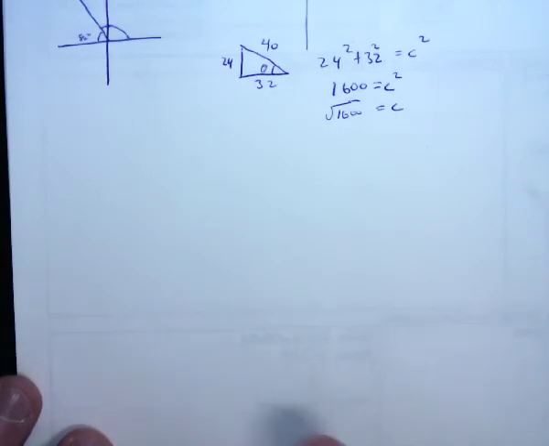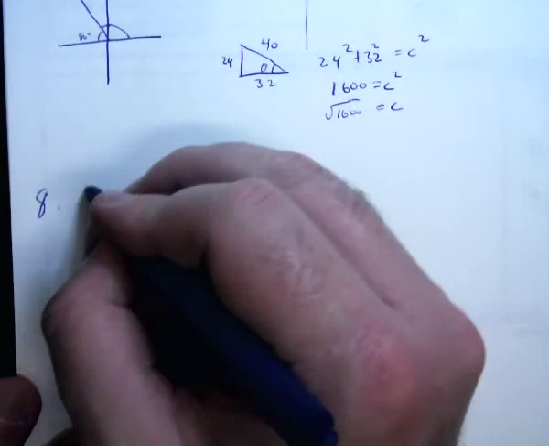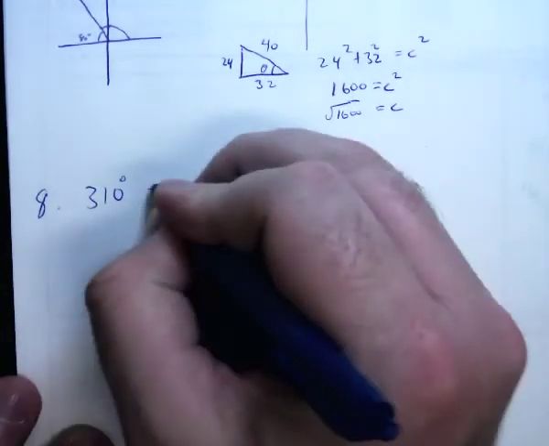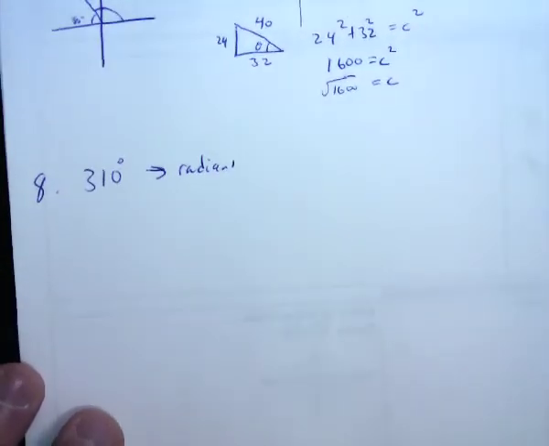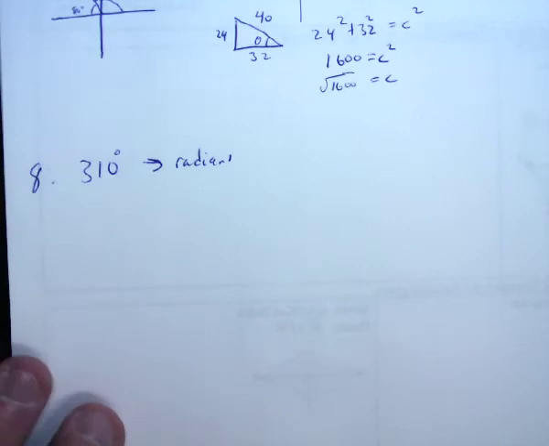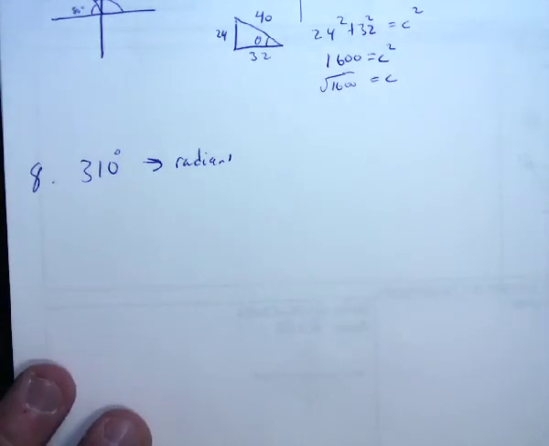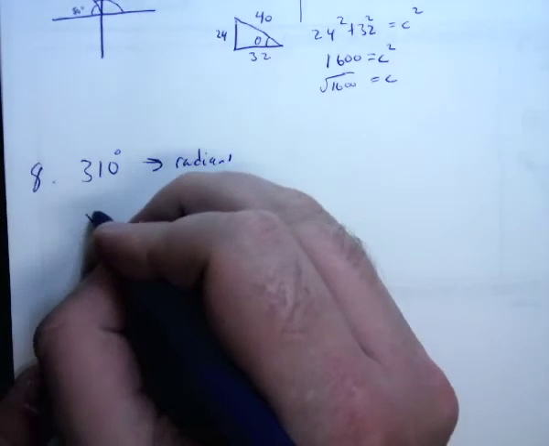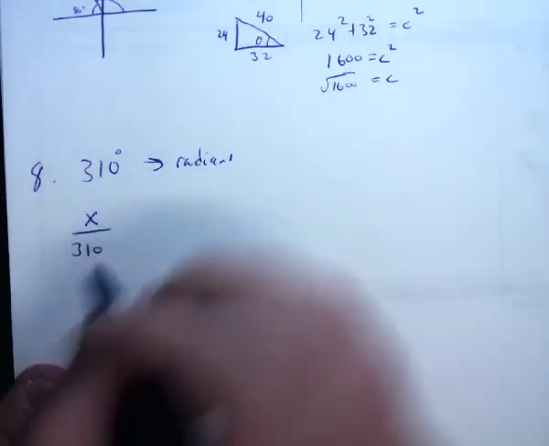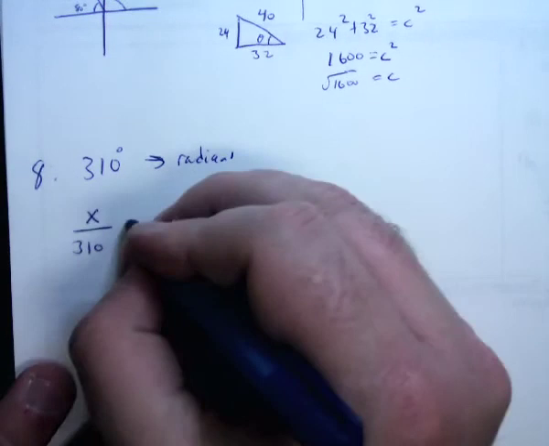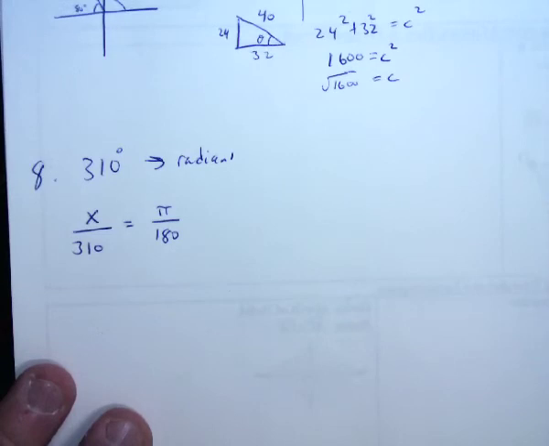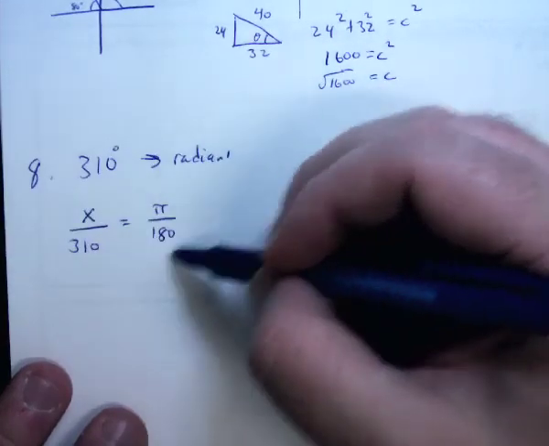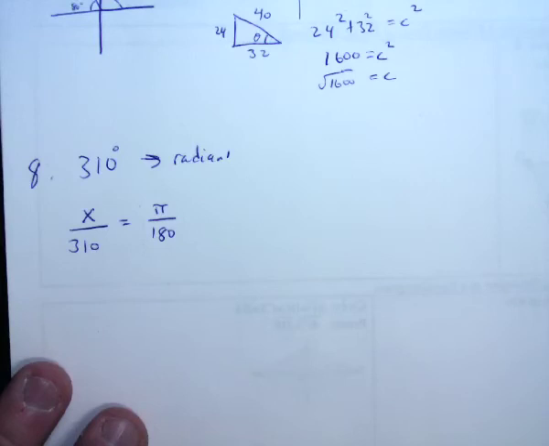Alright, number 8. 310 degrees to radians. Alright, well this is not degrees that I have on my unit circle, so I can't use my unit circle, so I have to do this with a proportion. And so I'm going to say that there are X amount of radians in 310 degrees, just like there's pi radians in 180 degrees. Remember that this is your big equality that you need to know, that pi is 180 degrees, and 180 degrees is pi.